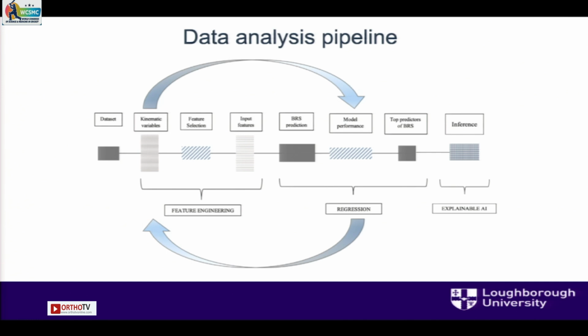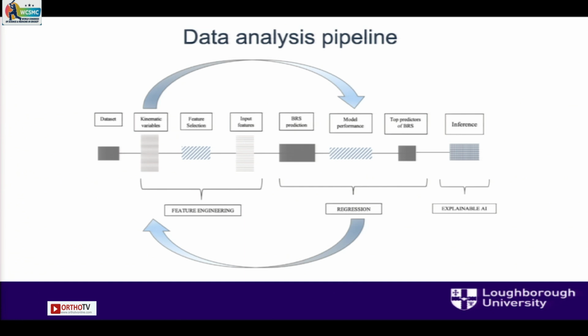We looked at different regression models, from support vector machines to GPR, Gaussian process regression models. We also looked at nonlinear versus linear fits. Once we did that, we had the model performance that dictated the top predictors of ball release speed, using RMSE, mean absolute error, and R squared.